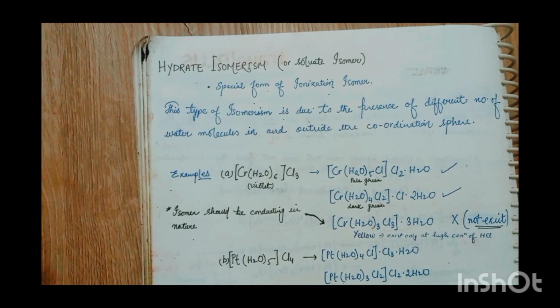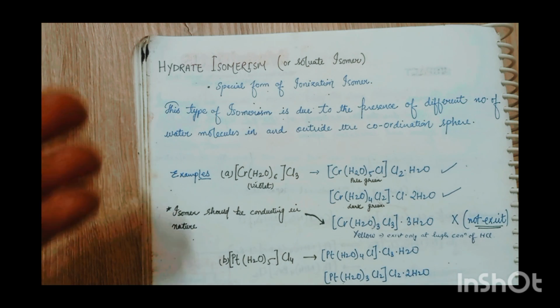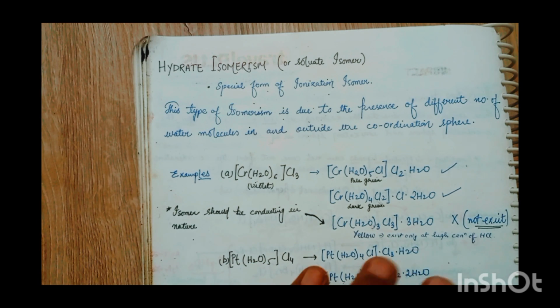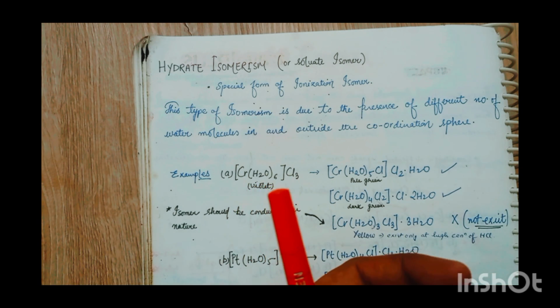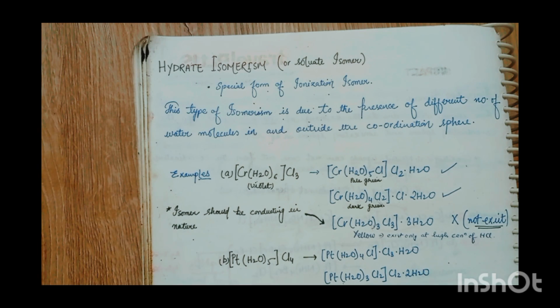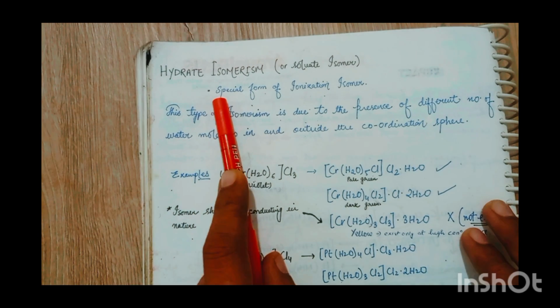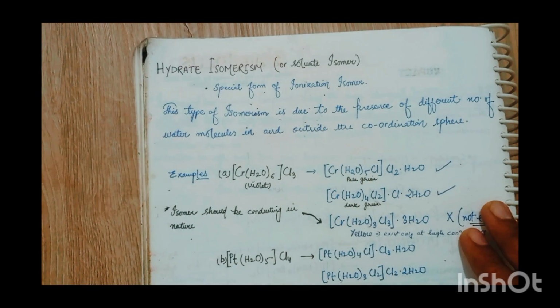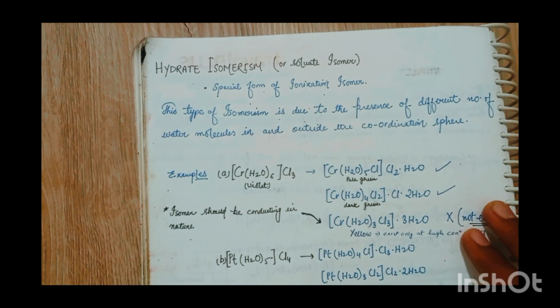We can play with any charged ligand. This charged ligand can come out from the coordination sphere, and some that is inside the coordination sphere can come out, or those that are already outside the coordination sphere can go inside the coordination sphere to give the different test. But here it is restricted to play with water only. That's why the name is hydrate isomer or the solvate isomer.